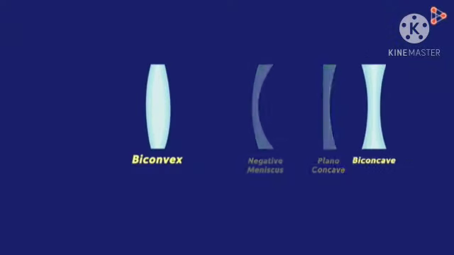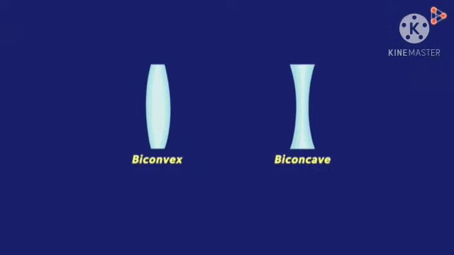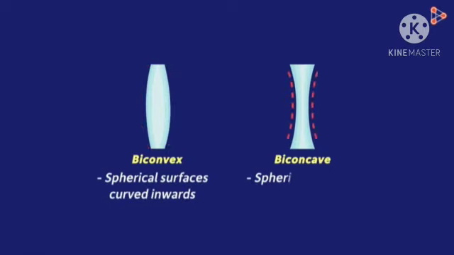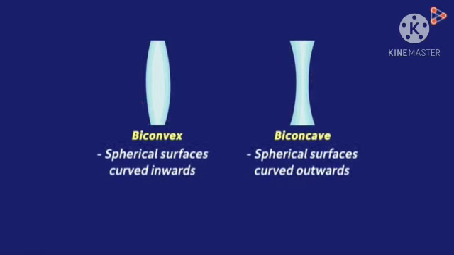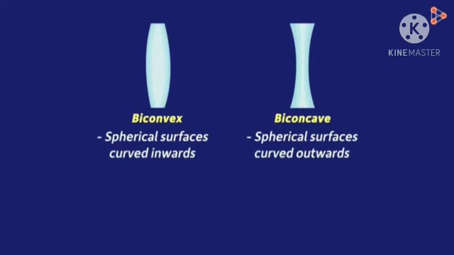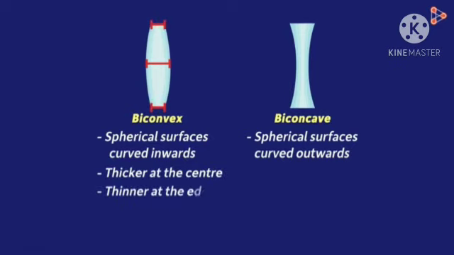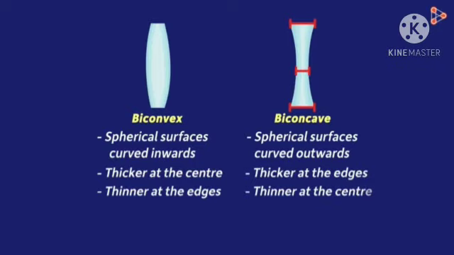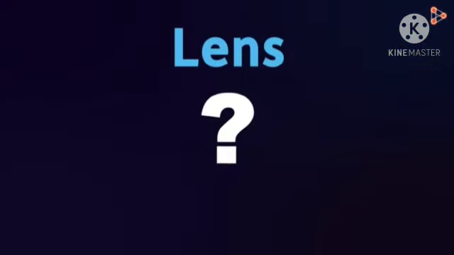Let me show you biconvex and biconcave lenses. Each one is bounded by two transparent spherical surfaces. Hence the word bi is used. It means two. In a biconvex lens, the two spherical surfaces are curved outwards, and in a biconcave lens, they are curved inwards. One more way to distinguish between a convex and a concave lens is that a convex lens is thicker at the center and thinner at the edges, while the concave lens is thicker at the edges and thinner at the center. Why do we use lenses?